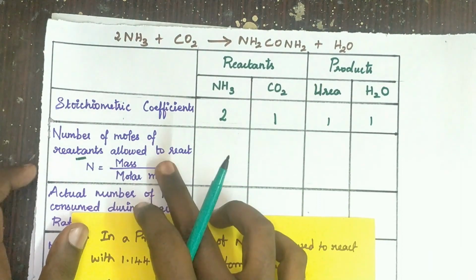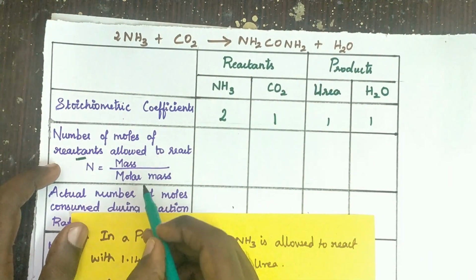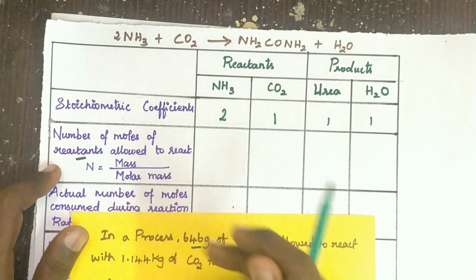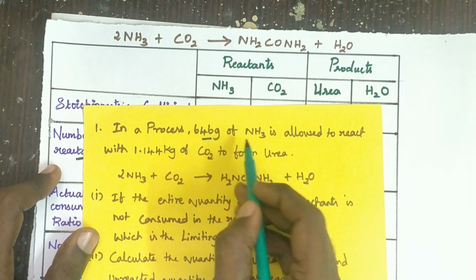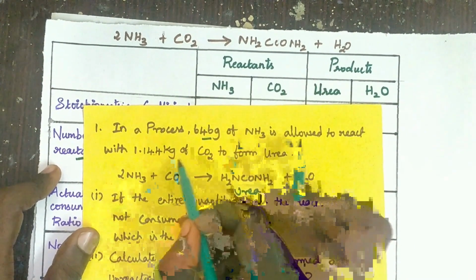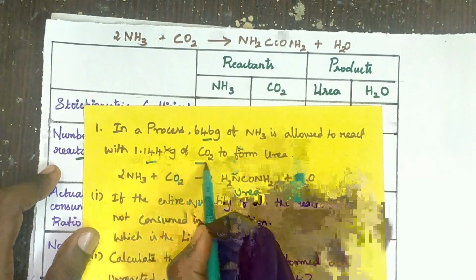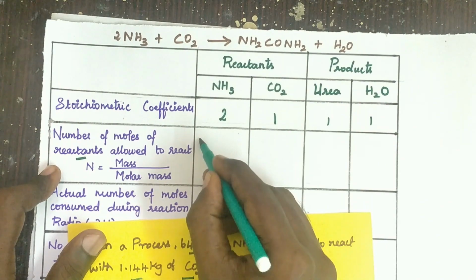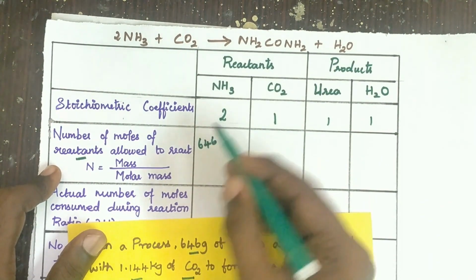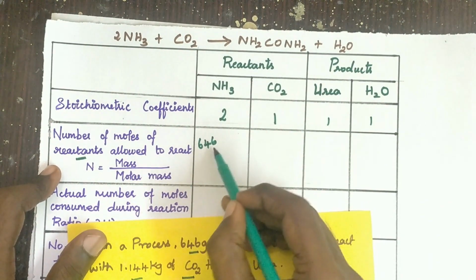Second step, we have to find the number of moles of reactants allowed to react. The mole formula we already know: mass by molar mass. They gave 646 grams of ammonia, allowed to react with 1.144 kilograms of CO2. So the mass given for ammonia is 646.